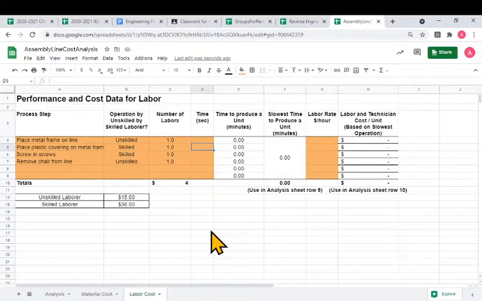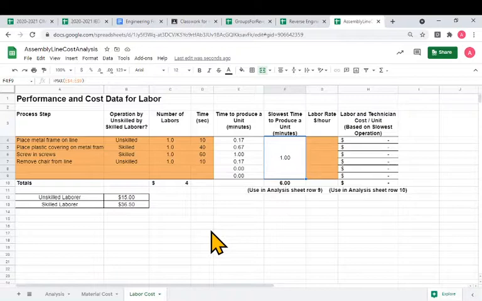The time that is required to perform each process step, we'll just estimate here. We'll say about 10 seconds to put it on the line. We'll say about 40 seconds to place the plastic covering on the metal frame, maybe 60 seconds to put the screw in, and then to remove the chair from the line, we'll do another 10 seconds. This column here is going to just convert that to minutes. So 60 seconds is 1 minute, which is why we have that comparison here.